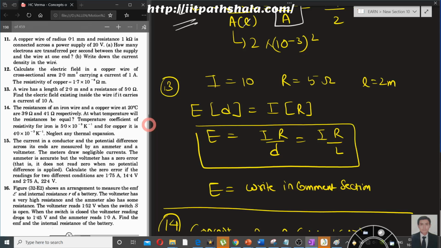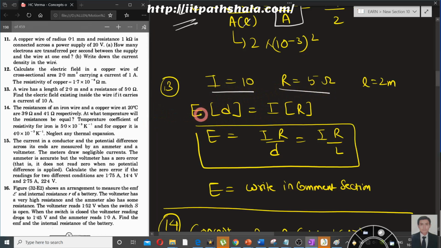Find the electric field existing inside the wire. Now they have given you the resistance, the current I, and the length also. So from the previous formula itself you can form V equal to IR, where V is replaced by E into d, and d is nothing but the length of the wire, which is 2 meter in this case. So E will be IR by d, or IR by L.